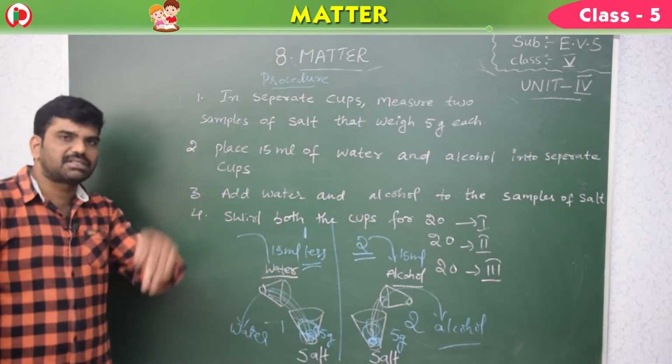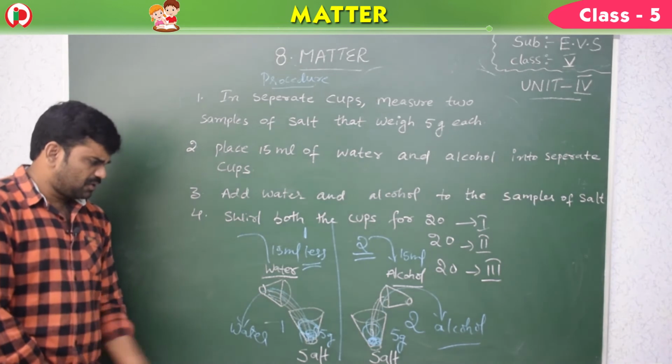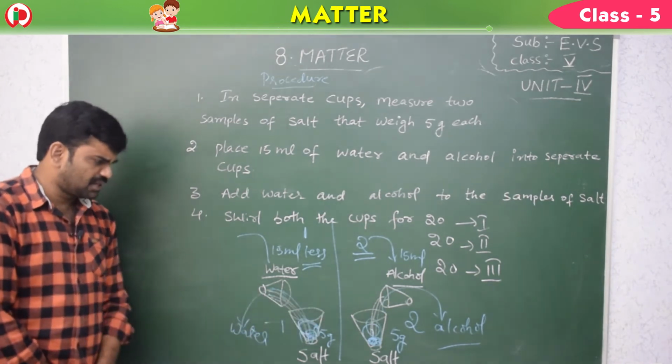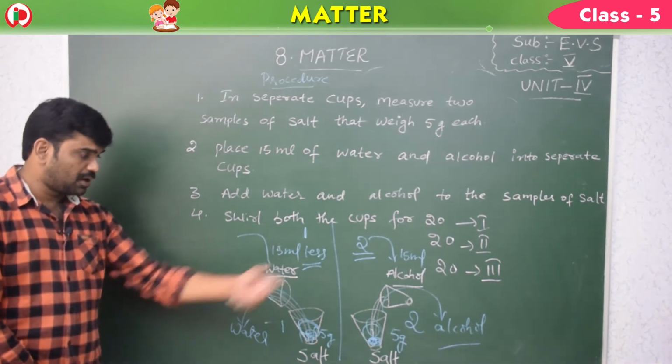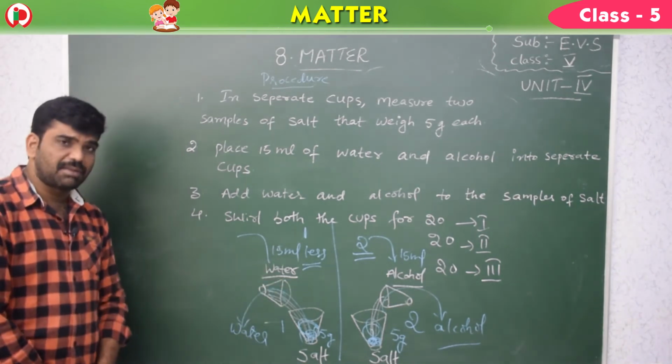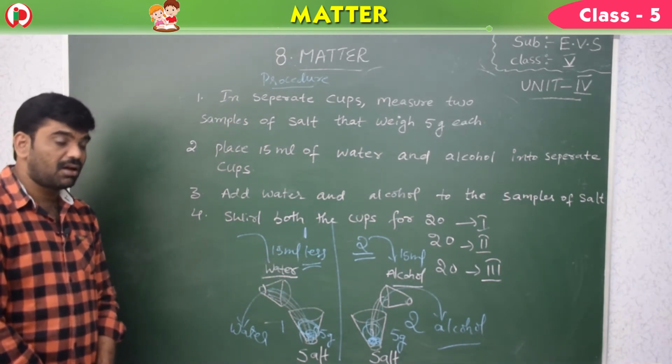What have you done in the first case? Very simple. You have taken 2 clear plastic cups. You have placed 5 grams of salt and 5 grams of salt. Next case, you have taken 2 more small cups. In one cup you have taken 15 ml of water. In another cup, yes, 15 ml of alcohol.